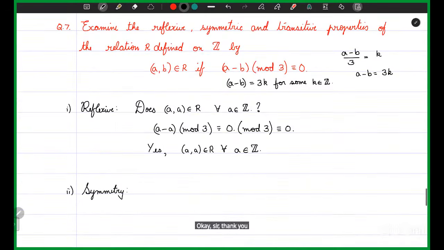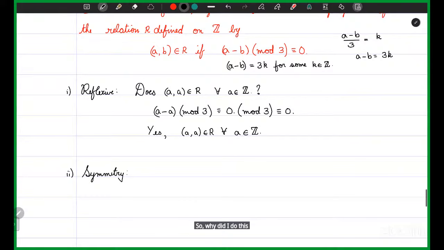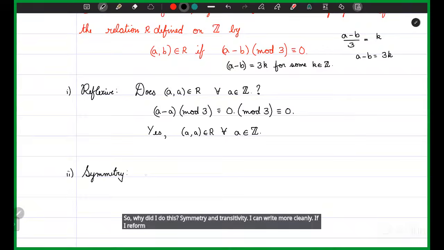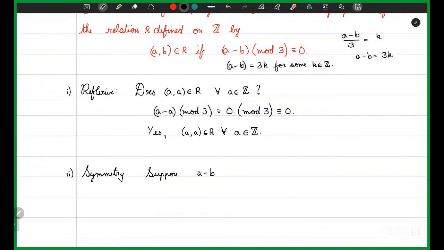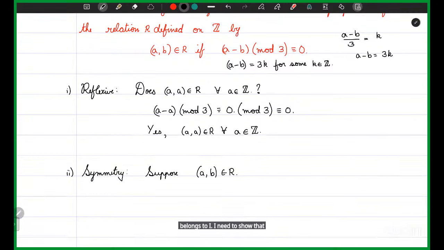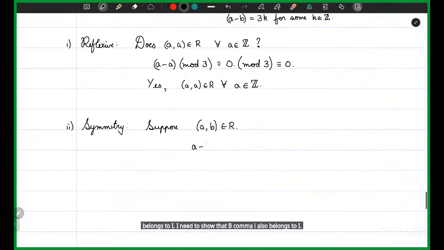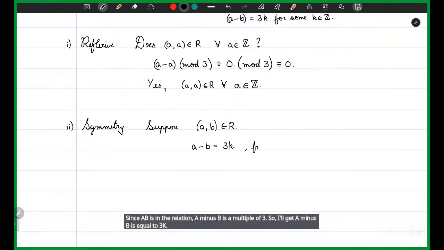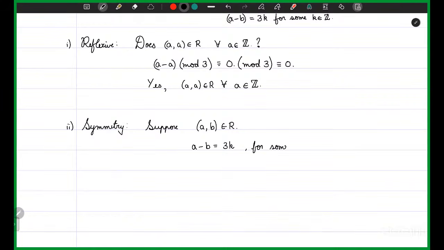So why did I do this? Symmetry and transitivity, I can write more cleanly if I reformulate it this way. So suppose a comma b belongs to R. I need to show that b comma a also belongs to R. Since a, b is in the relation, a minus b is a multiple of 3. So I'll get a minus b is equal to 3k for some k.